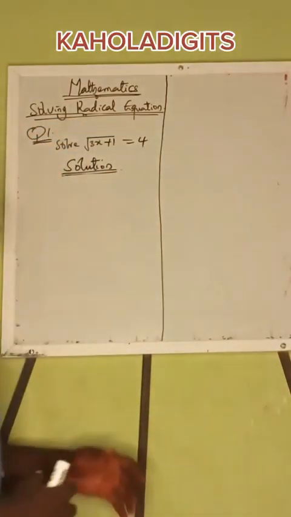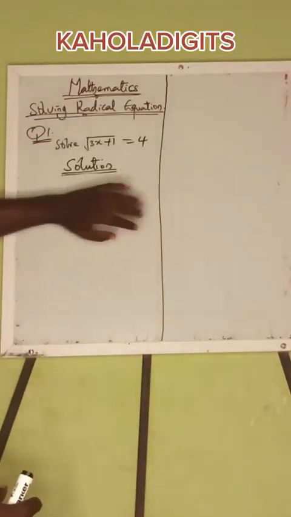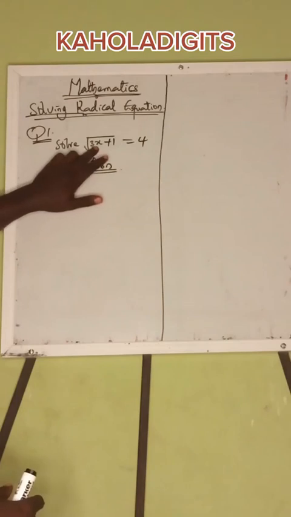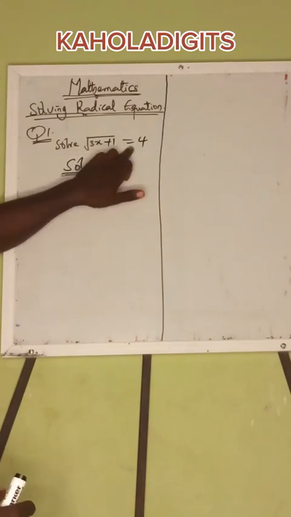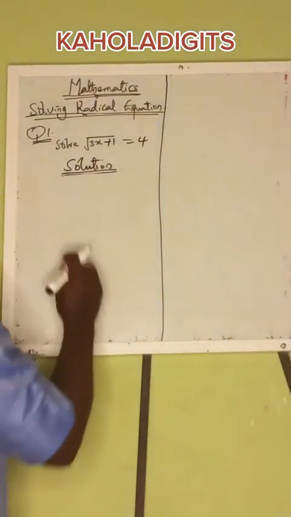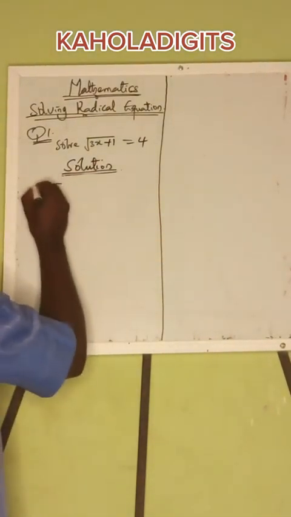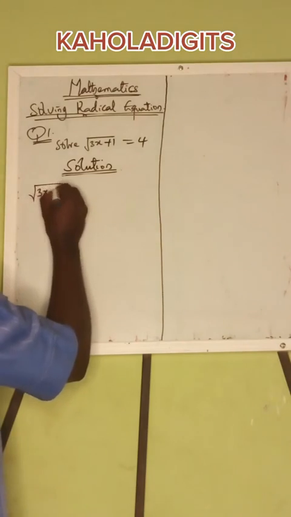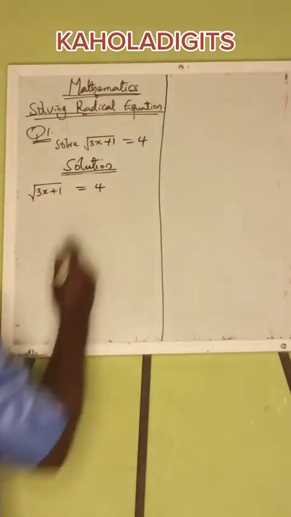We have a radical equation here. We have to solve the square root of 3x plus 1 equal to 4. So let's do this together. Square root of 3x plus 1 equal to 4.